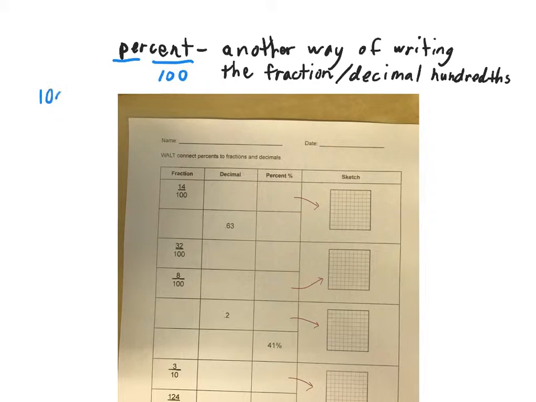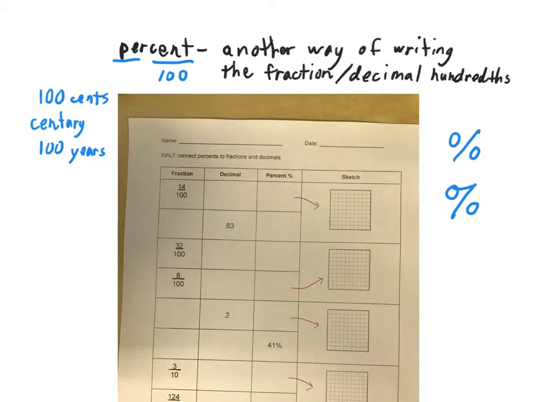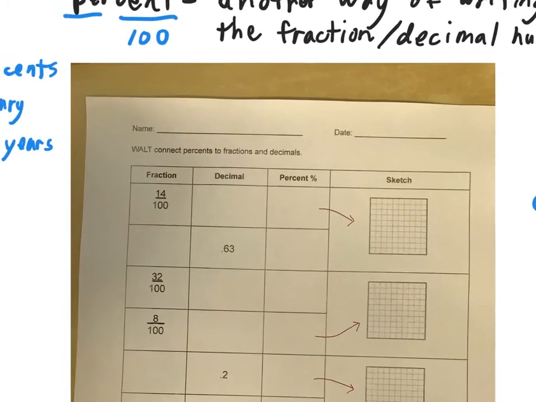Like there's 100 cents in a dollar, or a century is 100 years. CENT means 100. It means per 100. So percent is just hundredths, another way of writing it. And to do the symbol, they do it like this. A lot of people just continue that and do it like that, but that's percent. And if you know that, then it's pretty simple.